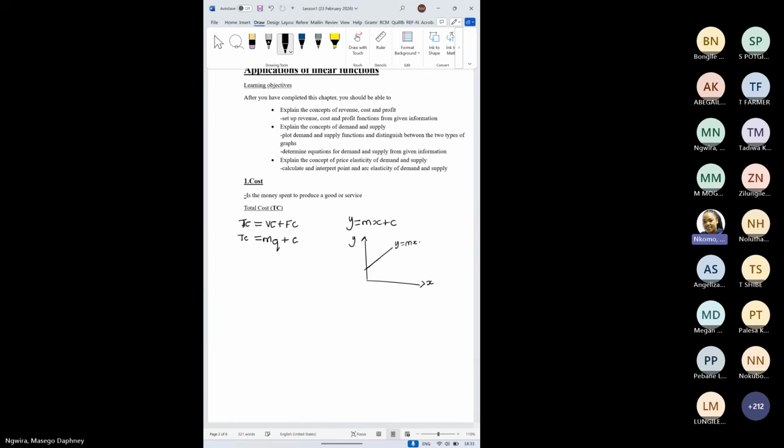I can't see. I'm using my phone. Can you pin my screen and then zoom in? Close the chats.